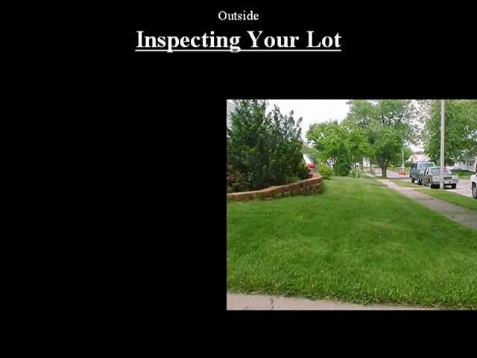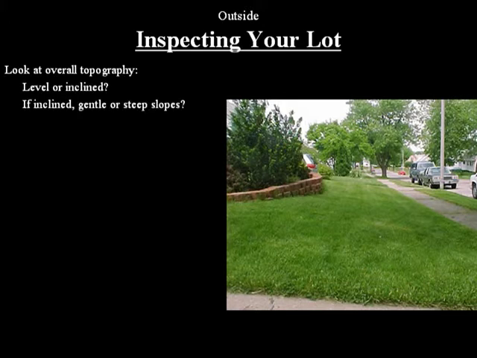The picture on the right is a lot sloping away from the house. Ideally, this is what you want, but obviously not always possible. The best thing you can do is stand at the edge of your lot and look at the overall topography. Is it level or inclined? If it's inclined, are there any gentle or steep slopes present? This can definitely be the cause of all the water that accumulates around your house. If the land slopes downward from the street to your house, it may be vulnerable to drainage problems as well.